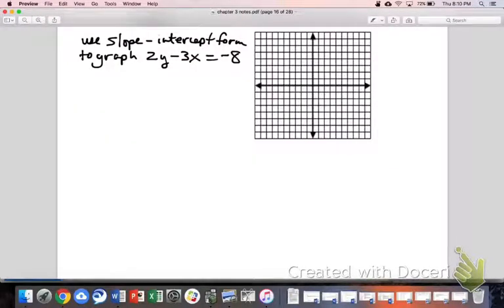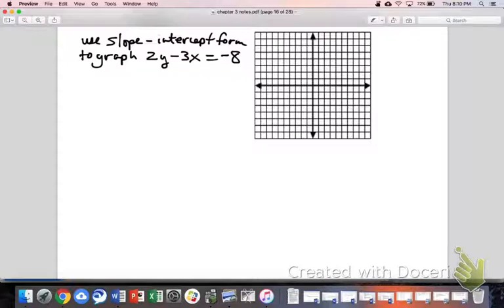All right, so for this one, if you're at your seat, you're going to want to perhaps use some graph paper. If you're at the board, obviously we don't have that. Just do your best with this. I've got this grid here on my screen to use. The instructions say use slope-intercept form to graph 2y minus 3x equals negative 8. Go ahead and pause the video, give this one a try, and check out the solution when you're done.